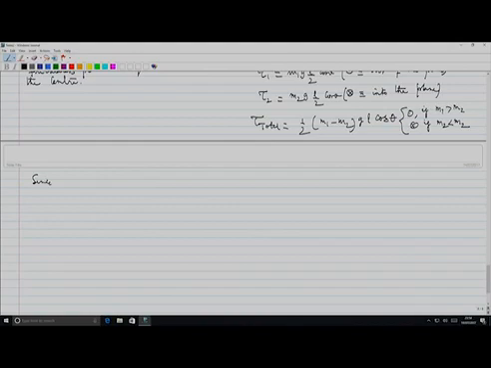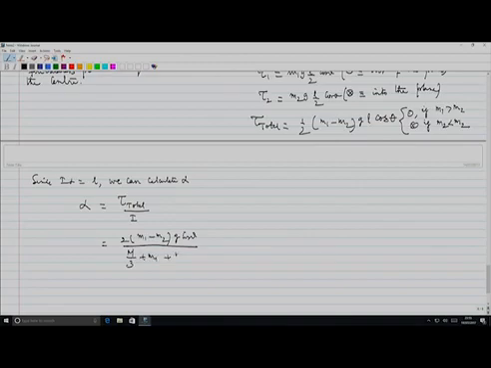Since I alpha is equal to the torque, we can calculate alpha, namely the angular acceleration. So alpha is equal to tau total by I. So you will get 2 times (m1 minus m2) into g cos theta divided by L (M by 3 plus m1 plus m2).